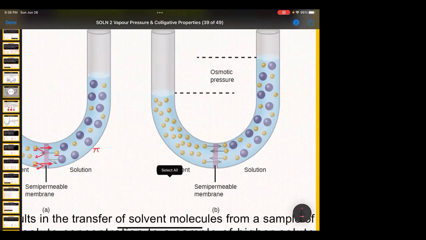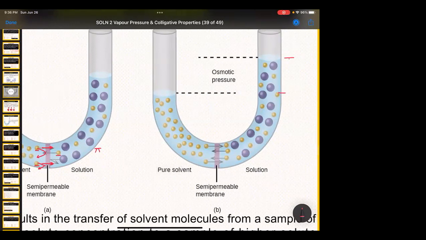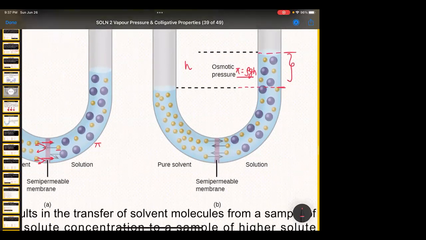This continues until the pressure exerted by the height of that raised column of liquid stops further movement. So suppose after some time the height of the column stops rising and there is a difference of h. Then the osmotic pressure pi equals rho g h. You can measure it in terms of height also. Rho is the density of this sugar solution, into g into h.